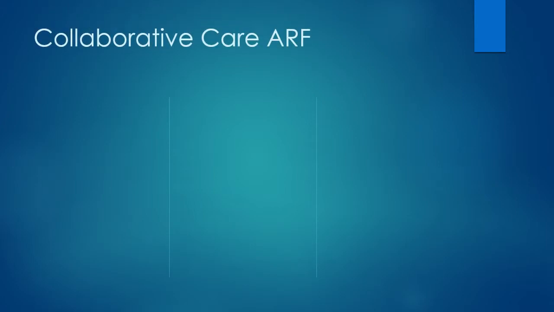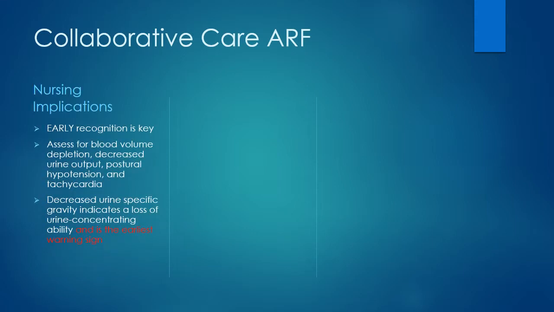So now we're going to discuss collaborative care for the acute renal failure patient. Early recognition is key. Assess for blood volume depletion, decreased urine output, postural hypotension, and tachycardia. Decreased urine-specific gravity indicates a loss of urine concentrating ability and is the earliest warning sign. You want to watch closely if two nephrotoxic drugs are used together.